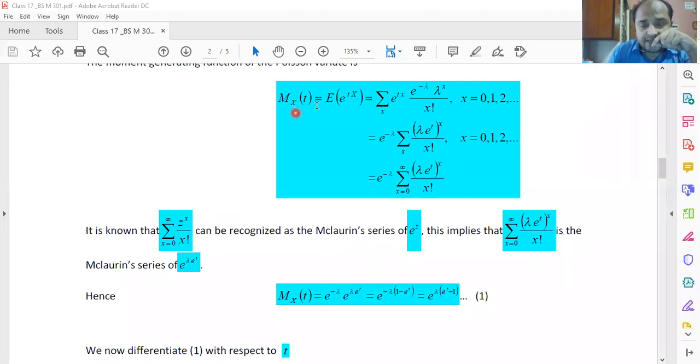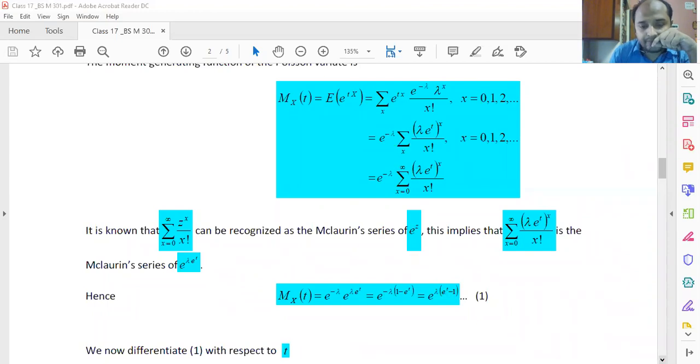Now, mxt will be e to the power minus lambda, and the entire section will be replaced by e to the power lambda into e to the power t. So that will be written as e to the power, take minus lambda common, minus lambda into 1 minus e to the power t. And if this minus sign is irritating you, you can put it inside and write it as e to the power lambda whole thing into e to the power t minus 1. We are naming it as equation 1, and that is the form of the moment generating function of the Poisson variate. Unfortunately, you have to memorize this particular formula. Nobody can help you. You have to memorize.